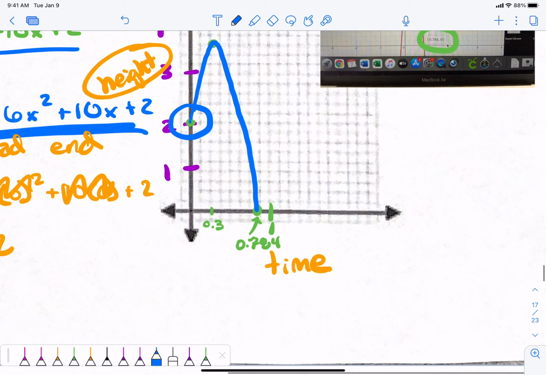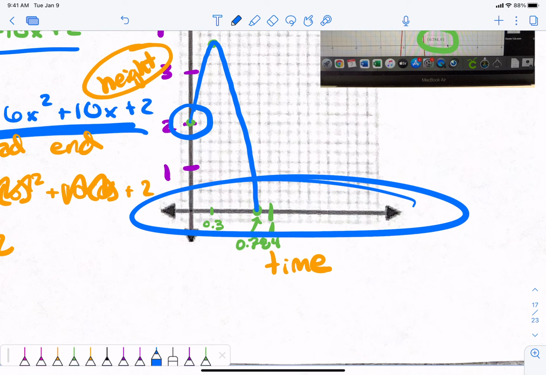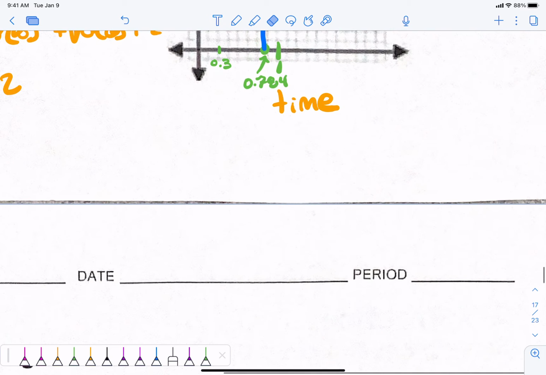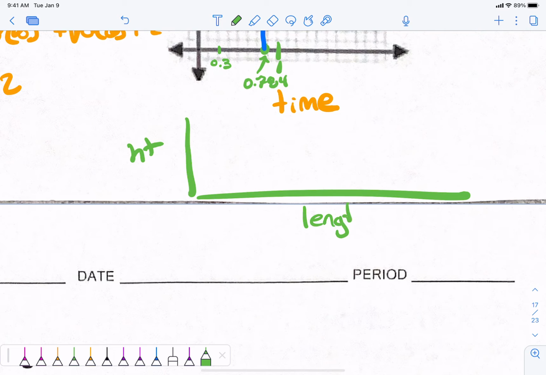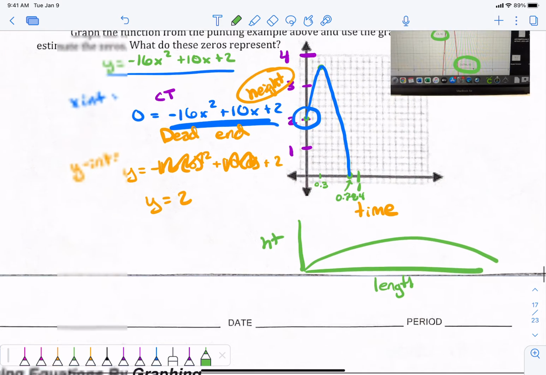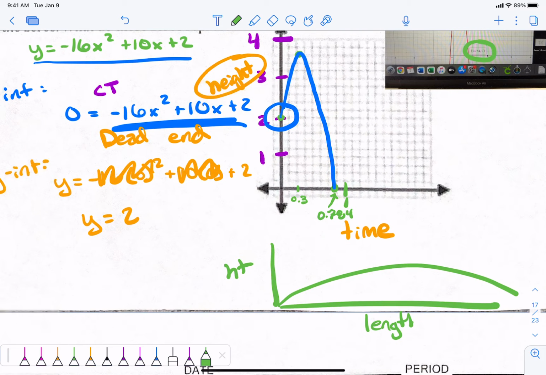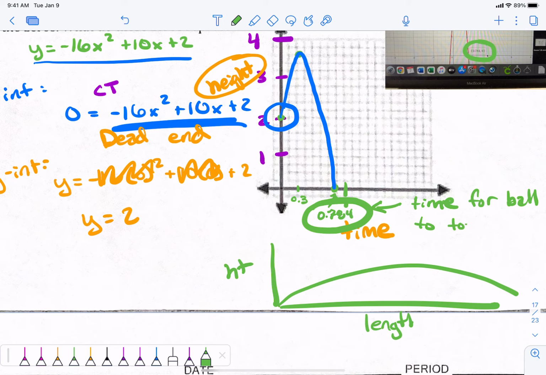Now keep in mind that this does not represent the horizontal distance. It's not going up and then coming straight back down again. That's the time that it takes. So what could be happening is if we graph the height in relationship to the length, it could actually end up going like that, right? But it's not taking a very long time to get there. Does that make sense? The time it takes is very short, okay? So what is this 0.784 representing? This is the time that it takes for the ball to touch the ground.